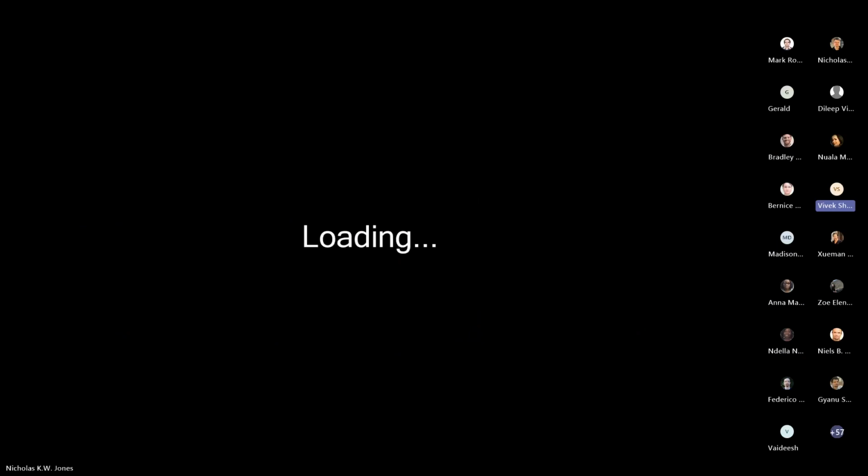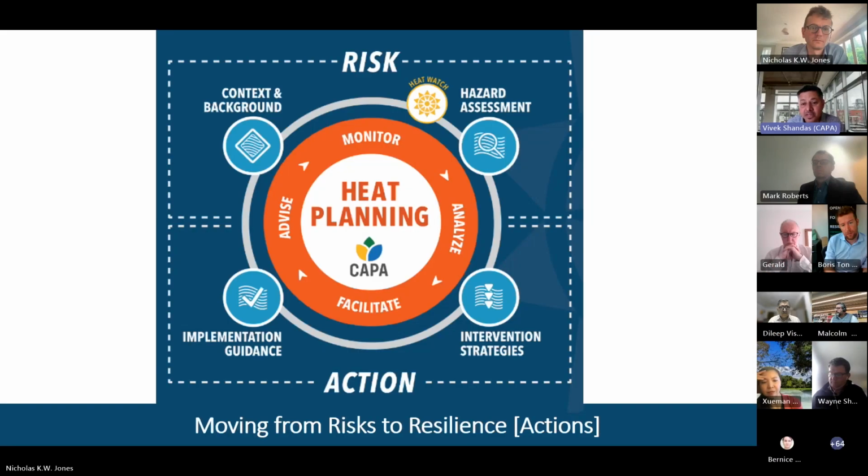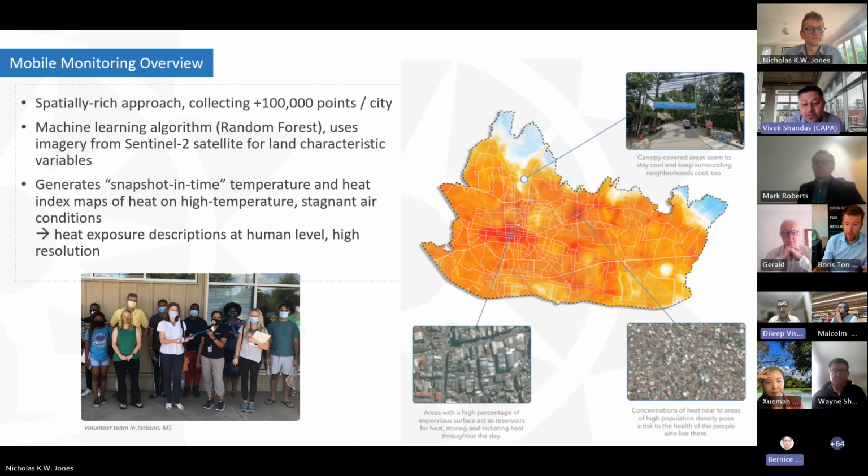Contextualizing what's going on in the space, in the community we're working with, and then engaging the communities in this work, developing a hazard assessment, and then identifying ultimately, which we'll get to, intervention strategies and implementation guidance.